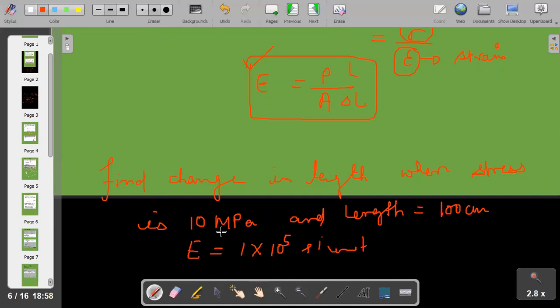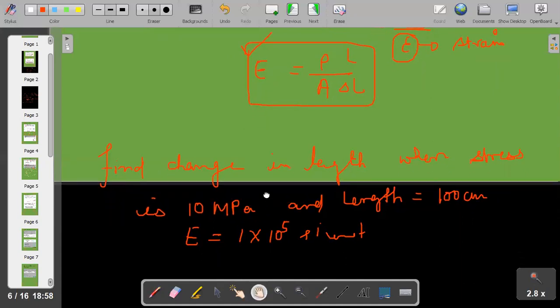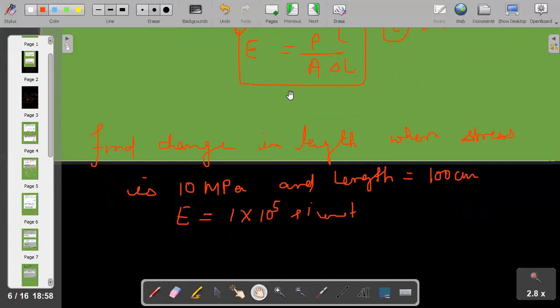How do you calculate the change in length, delta L? Just put the values in the formula. Sir, we will convert 100 to meters, right? Yes, obviously you have to do that. If you don't convert, then whatever delta L comes will be in centimeter.